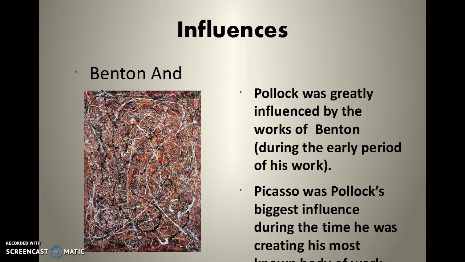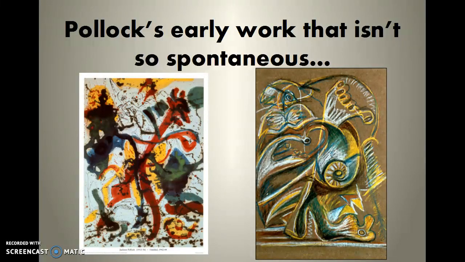What were his influences? Well, he actually loved two artists, Benton, during his early period, who was a West Coast artist, and then Picasso and Kandinsky, both of whom were very important at that time for Pollock. So that's some of his early paintings.